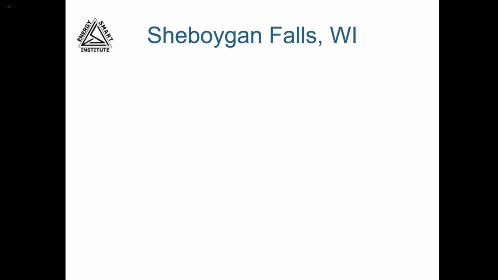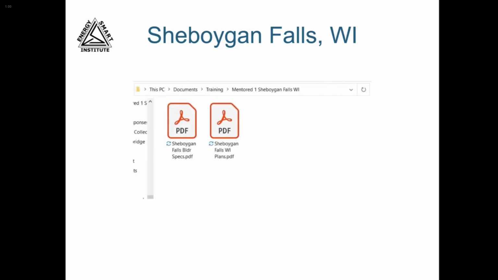The first thing we need to do is create a digital folder for the job. We really should have done that as soon as we received the plans, and then place the PDFs of the plans and the builder specs in the folder. Determine a naming convention that works for you and your company that allows you to quickly find the folder back when needed. For this example, I'm going to create a Windows folder and name it Mentored 1 Sheboygan Falls, Wisconsin. This is what it looks like with the plans and the builder specs.